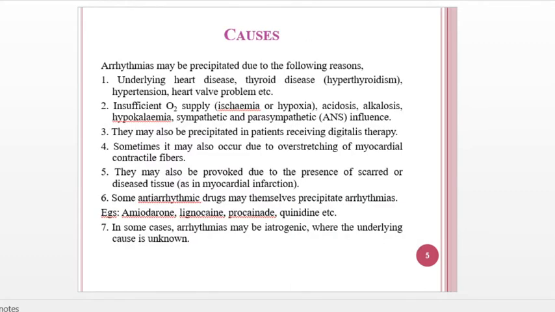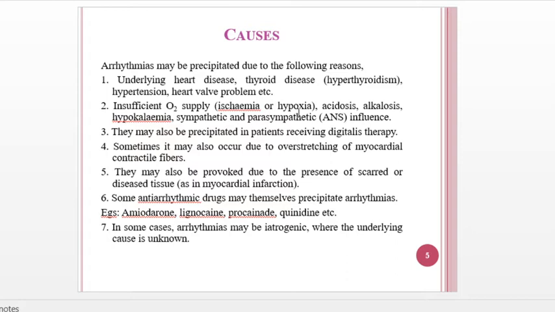Now we can see the causes of arrhythmia. Arrhythmia may be precipitated due to the following reasons. Maybe underlying heart disease, thyroid disease, especially hyperthyroidism, hypertension, and heart rate problems. The second one, insufficient oxygen supply, that means ischemia or hypoxia, acidosis, alkalosis, hypokalemia, and sympathetic and parasympathetic influences. So these are the main factors.